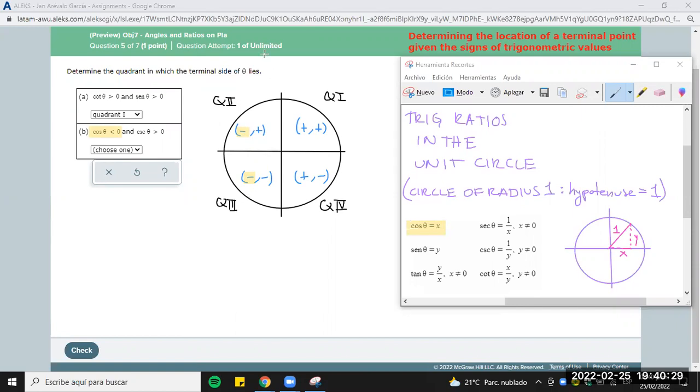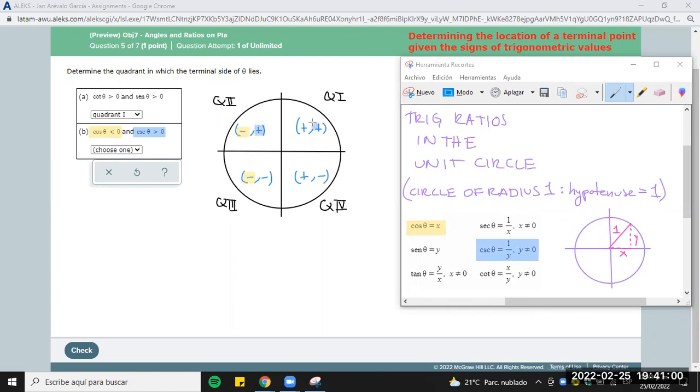Let's look at the other one because the other one is the one that is going to give us the actual answer. Cosecant has to be positive. Where is cosecant? It's in here. It is just 1 divided by y. Since that is positive, y has to be positive, right? Because if you divide 1 by a positive number, you get a positive number. If y is negative, we will get a negative. So we need y to be positive.